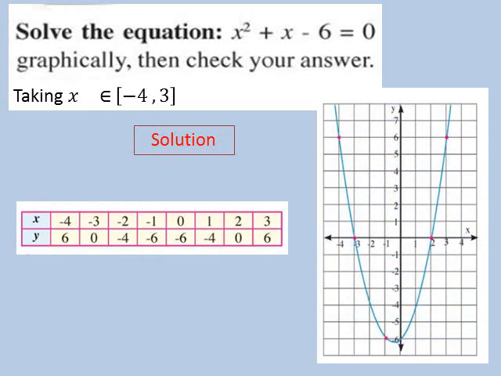Then you will graph the curve for the quadratic function. The curve intersects the x-axis at -3 and 2. So the solution set for this equation will be {-3, 2}.